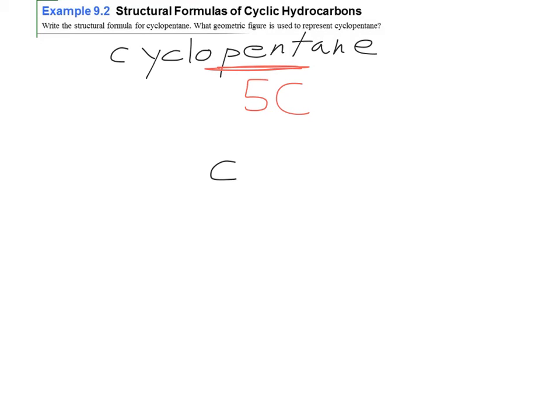Because we see they're cyclo, we know they're in a ring. So 1, 2, 3, 4, 5. So we have 5 carbons, all forming single bonds with each other. And because they've each formed a single bond with 2 other carbons, that means they can only form 2 other bonds. So each one is going to be bonded to 2 hydrogens.